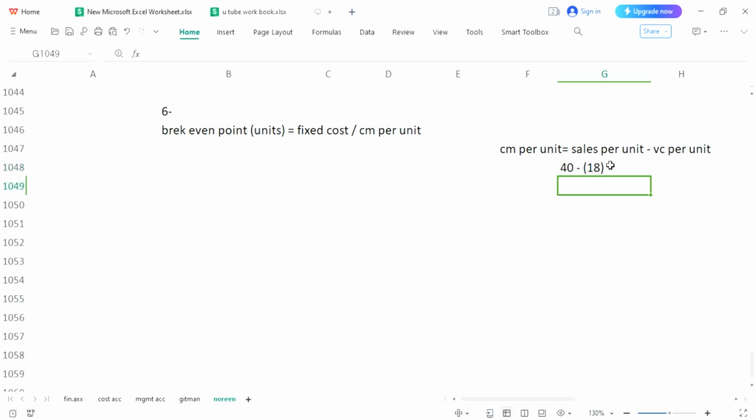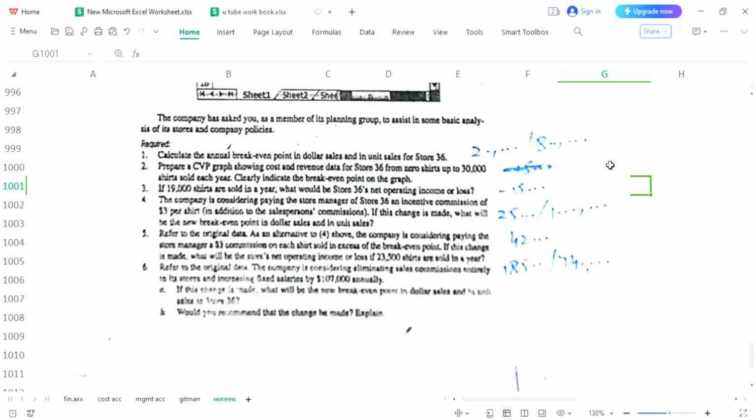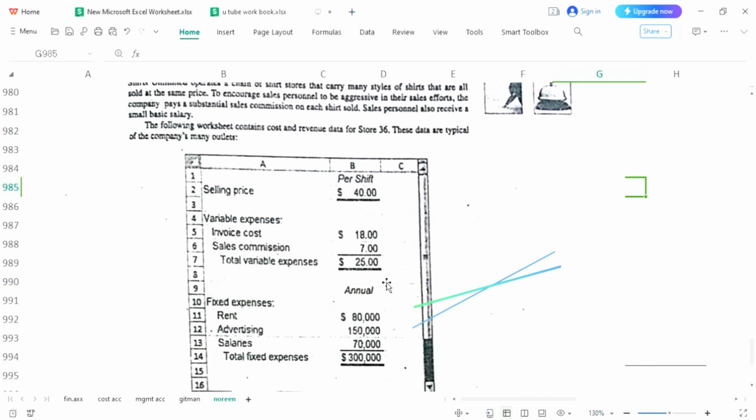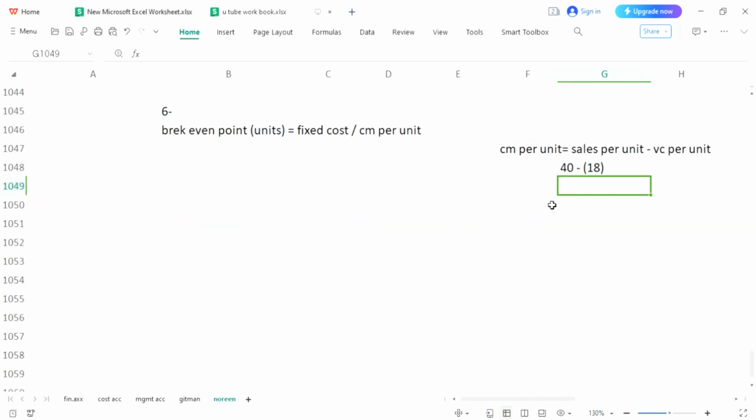I'm letting you know again, your original variable cost was 25. He's saying there will not be any commission paid to the agents. Instead of that, they will be paid salaries. So commission will be eliminated. Only variable cost present over here would be 18. So we have taken 18.